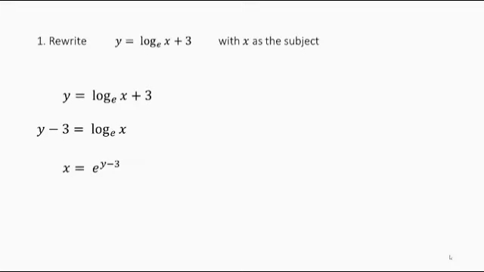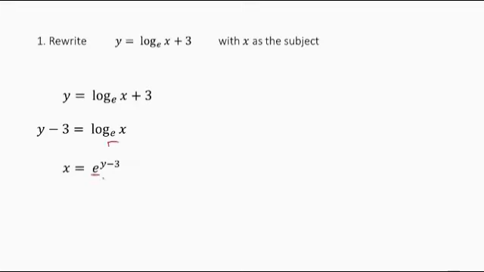Here we go. The base stays the same, so the base e stays the same, and the x and the y, so this part here, goes to the power. So the base stays the same and that goes to the power. Okay, so when we rewrite that, that becomes x equals e to the power of y take 3.